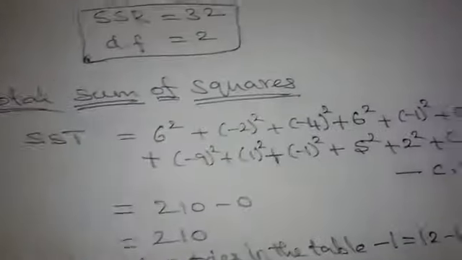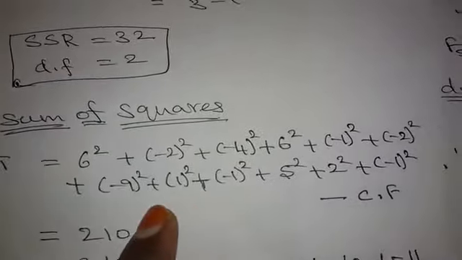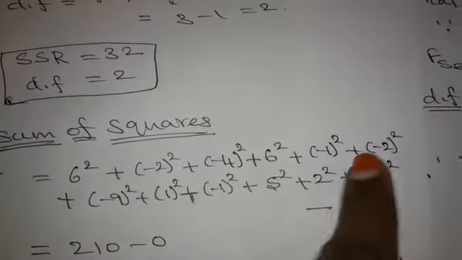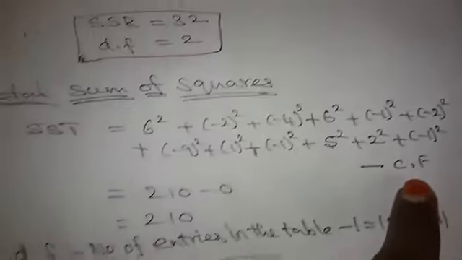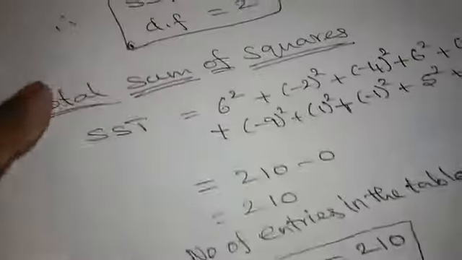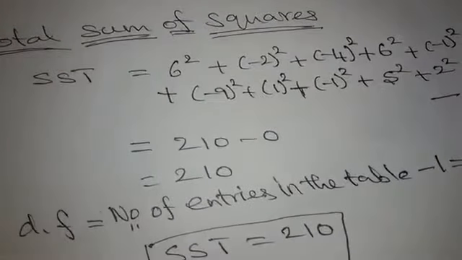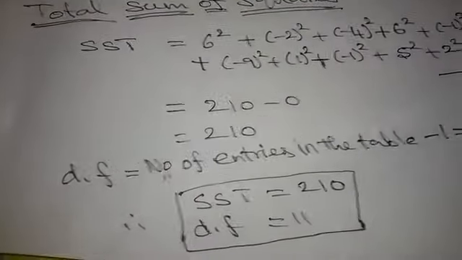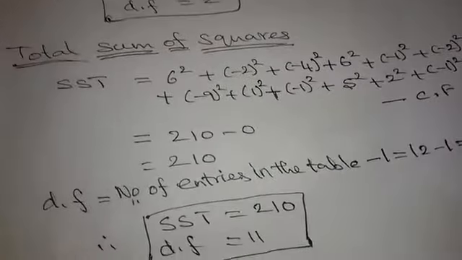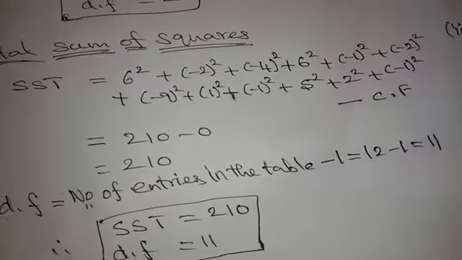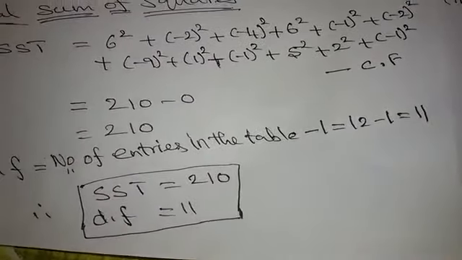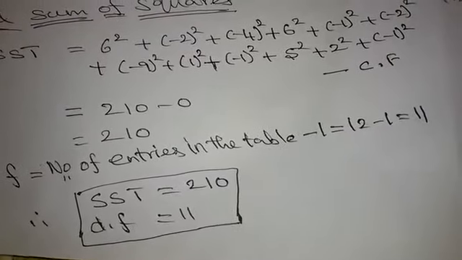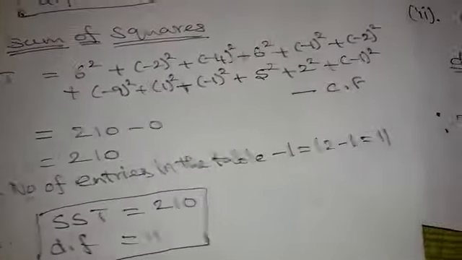So SST: 6 squared, minus 2 the whole squared, minus 4 the whole squared, 6 squared and so on, minus correction factor. So the total value is 210. Correction factor is 0, so the final value is 210. Now degrees of freedom for SST is number of entries in the table minus 1, that is 12 minus 1, so 11. So SST value is 210 and degrees of freedom is 11.